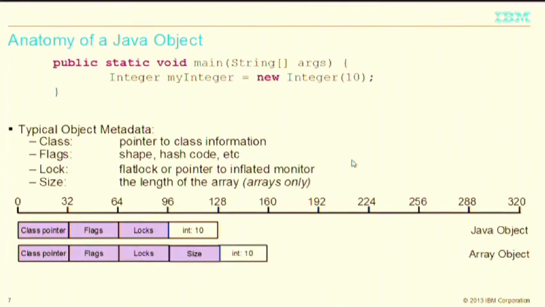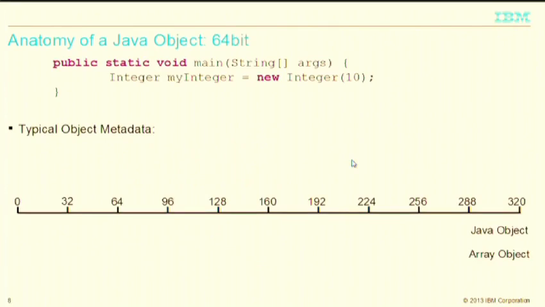And then I have an int value on the end. So to store an int in an integer object, there's a 4-to-1 overhead. To put a single int into an integer array, it's a 5-to-1 overhead. So arrays are slightly larger.